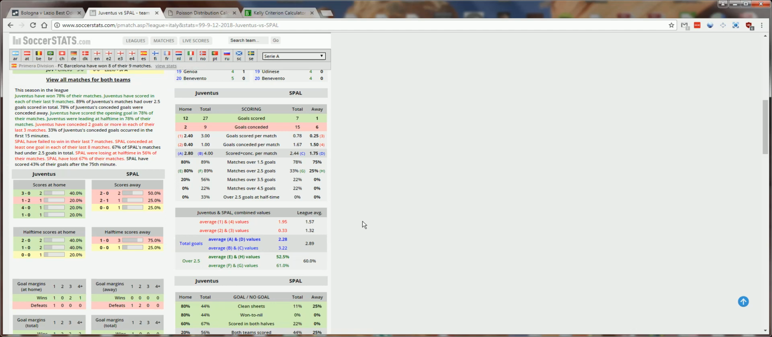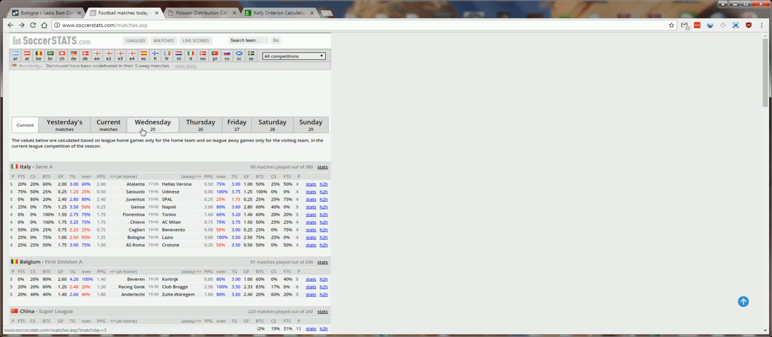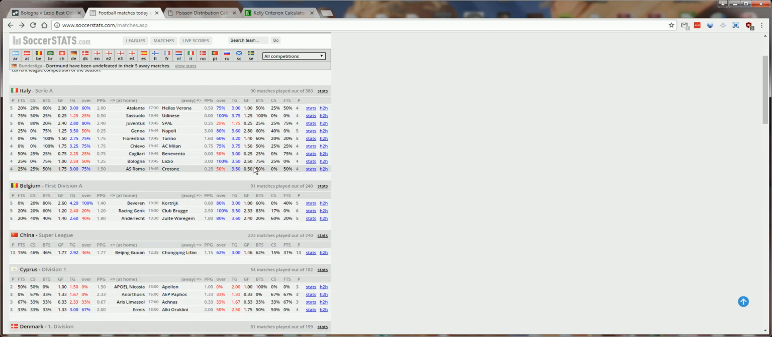So that's definitely not a game I'd want to get involved in. Probably the only thing I would consider doing is Juve to win to 0. But apart from that, I'm not going to get involved in it. Belgium. So let's go to the Belgium games that we did.